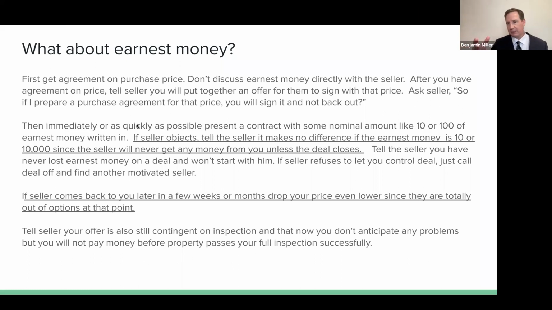So the first step is you want to agree on the price. Let's say that you agree on a price of $65,000 on an asset that's worth $100,000. Once you have that agreement verbally, instead of discussing the details about earnest money or upfront money, you tell the seller, okay, I'll put an offer together for you to sign at $65,000. If I prepare a purchase agreement for that price, you will sign it and not back out. And then you just wait and you listen to what they say.